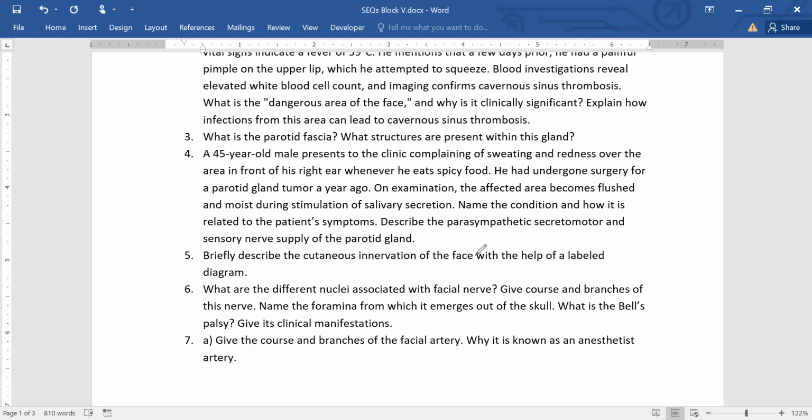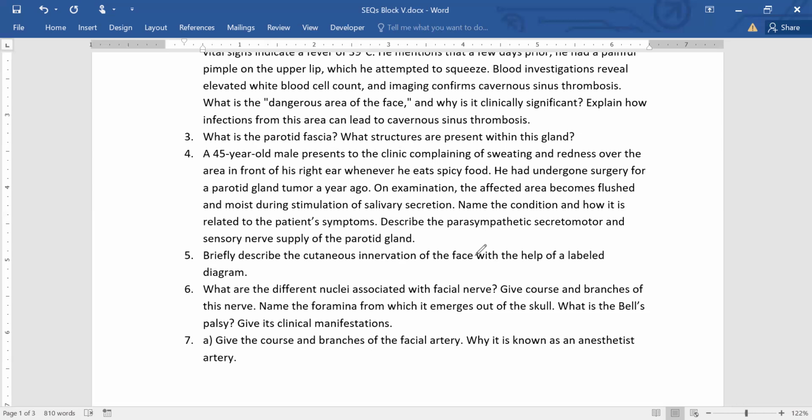And the course and branches of this nerve. So you have to tell about the course. You can divide it into two parts, the intracranial course and the extracranial course. Same with the branches, that is, the intracranial branches and the extracranial branches. So the question can be asked in any form: give the extracranial course and branches of the facial nerve, give the intracranial course and branches of the facial nerve, and then the foramen from which it emerges out of the skull. It emerges out of the skull from the stylomastoid foramen.